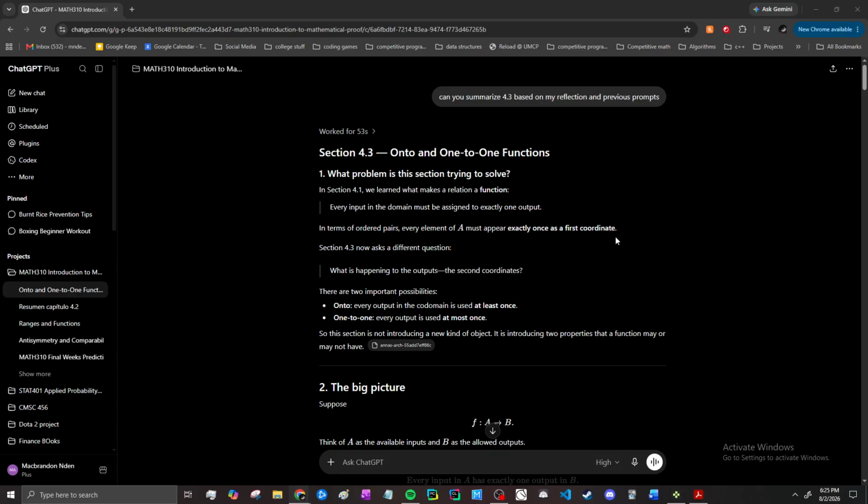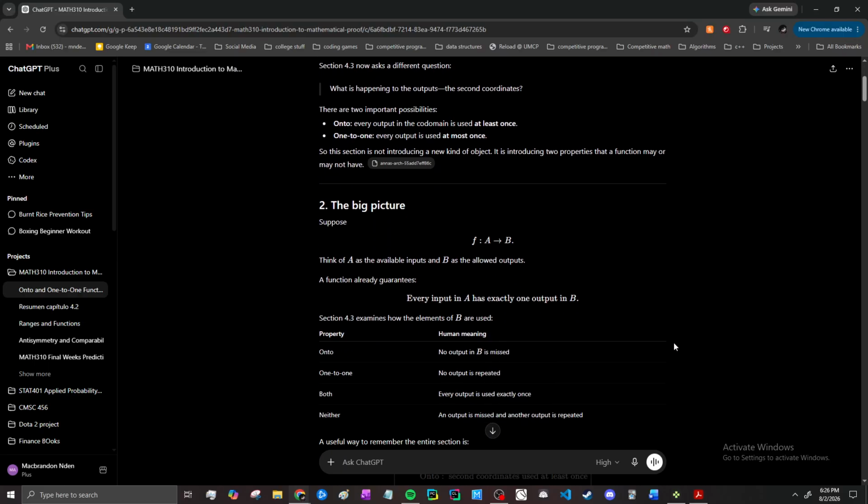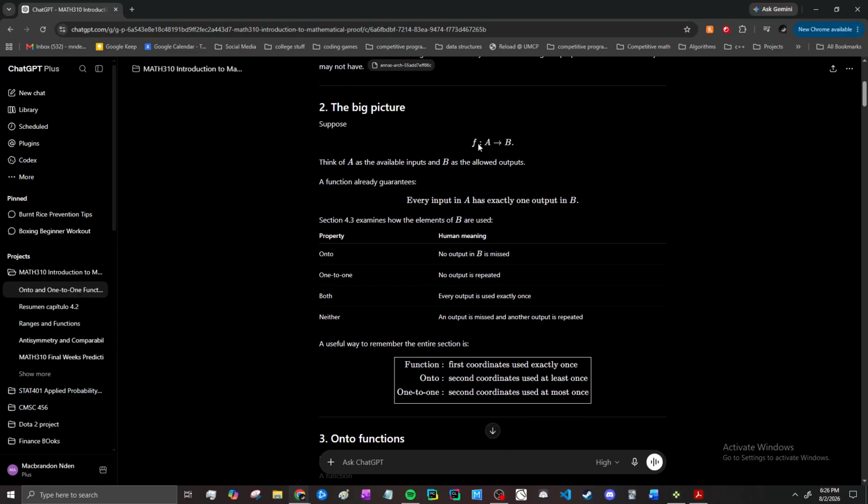There are two important possibilities. Onto: every output in the codomain is used at least once. One-to-one: every output is used at most once. This section is not an introduction to a new kind of object; it introduces properties of a function. So for a function mapped from A to B, think of A as the available inputs and B as the allowed outputs. A function already guarantees every input in A has exactly one output in B.